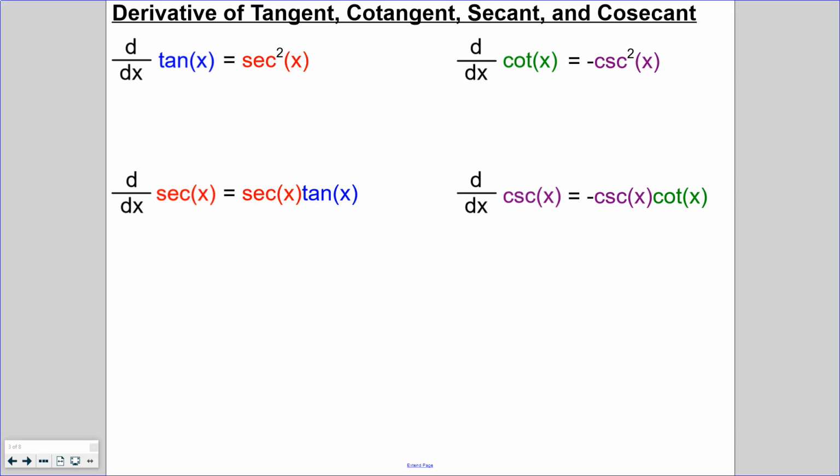Now there do happen to be a couple of patterns here. If we take the derivative of any trig function that starts with a c, such as cosine, cotangent, or cosecant, those derivatives are all going to be negative, whereas sine, tangent, and secant are all going to be positive. So hopefully that's one shortcut that'll help you remember which is positive and which is negative. Again, not super helpful, but it's a little bit.